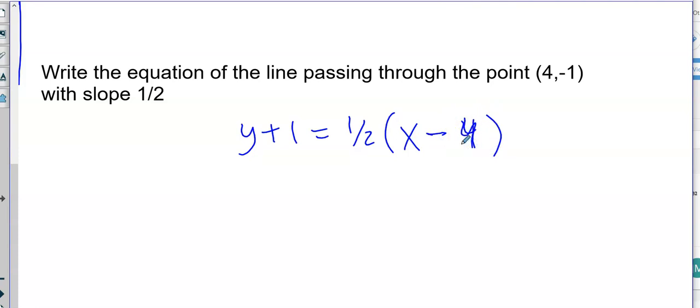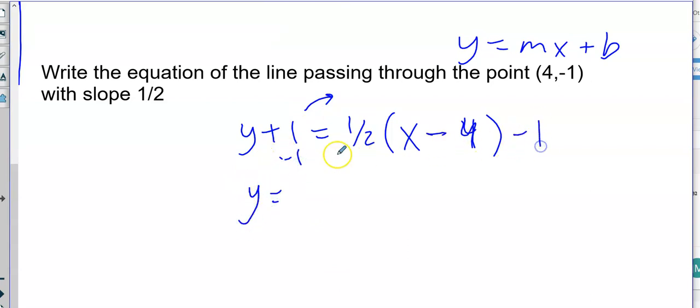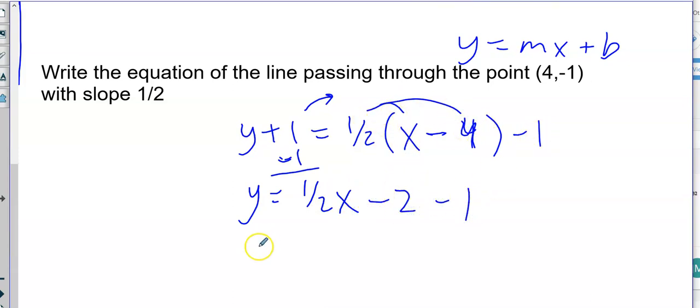So let's say you wanted to convert this into slope intercept form. The question said, please put your answer in slope intercept form. So you've got to solve it for y, right? You're going to subtract that 1 over. So y equals, let's subtract 1, so y equals 1/2. I'm going to go ahead and distribute here. So 1/2 x minus 1/2 times 4 is minus 2, and then I still have that minus 1 at the end. So you get y equals 1/2 x minus 3.